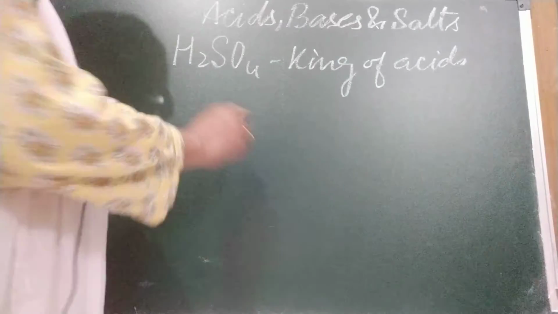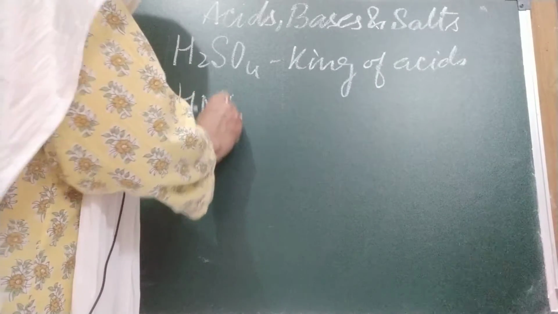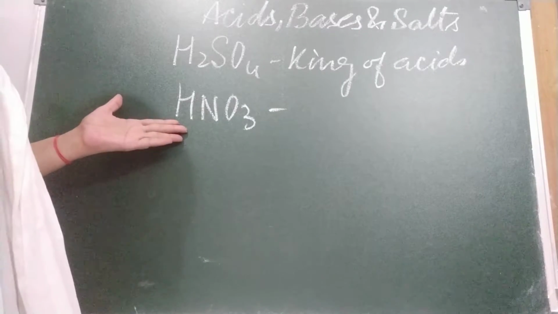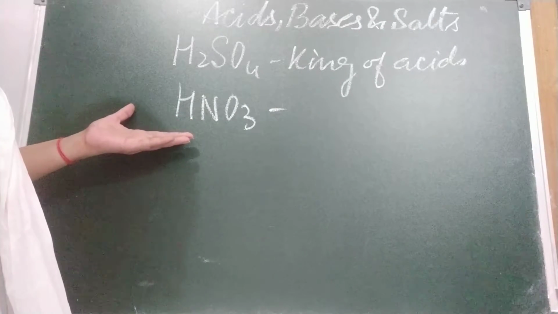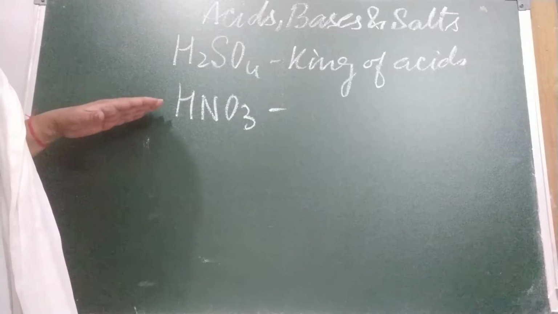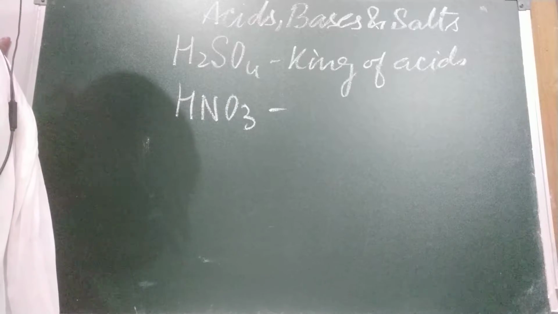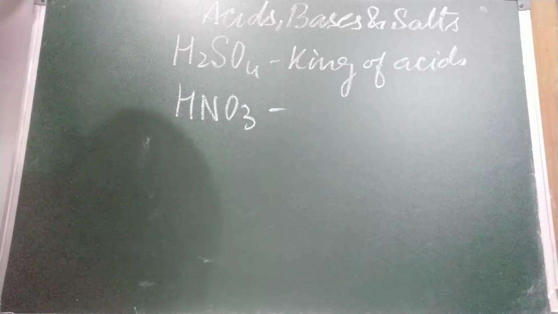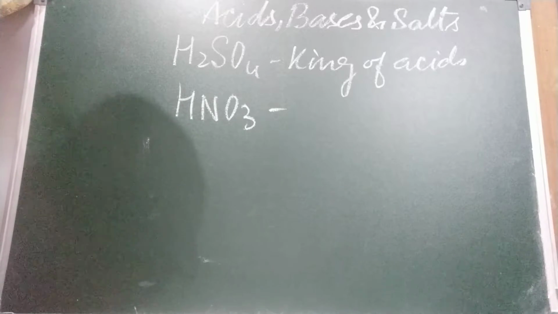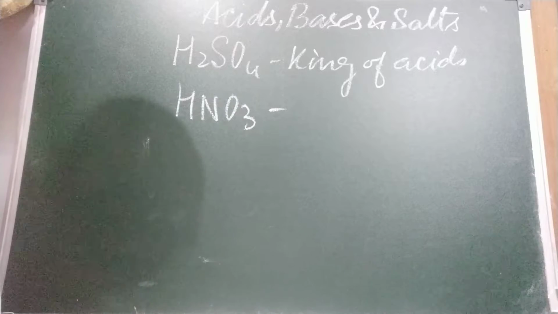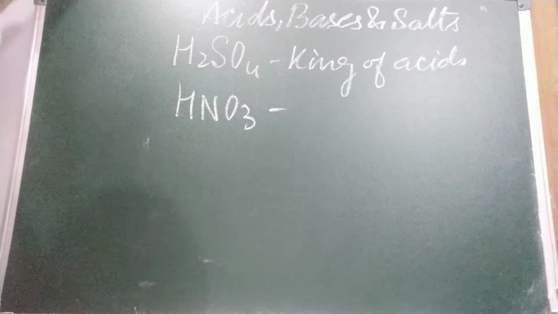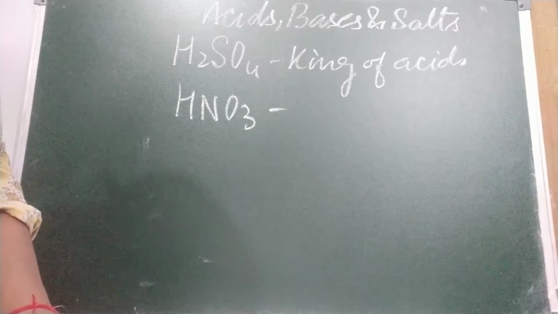Then our next is HNO3. This is nitric acid. Same, it is used to manufacture fertilizers such as ammonium nitrate. It is used to manufacture explosives like TNT, dinitrotoluene, and nitroglycerin. To prepare aqua regia, I told you already. To extract some metals from their ores, we also use nitric acid. To purify precious metals such as silver and gold, we also use nitric acid. Okay, children?